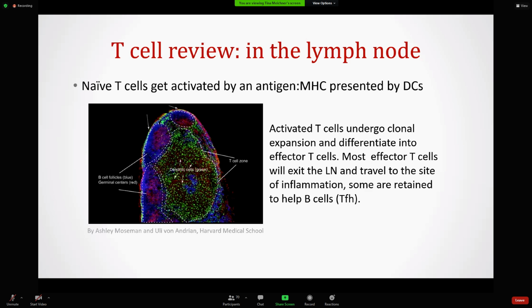In a lymph node, it's usually a dendritic cell. Then they go through clonal expansion and differentiation into a certain type of effector T cells. And then they exit the lymph node and migrate to the site where they're needed. It's usually the inflammatory site or where the antigen, infectious agent, or pathogen usually resides. Some of those effector T cells might stay in the lymph node because these are needed to help B cells to produce certain antibodies and helps to differentiate them into plasma cells. And we call them T follicular helper cells.